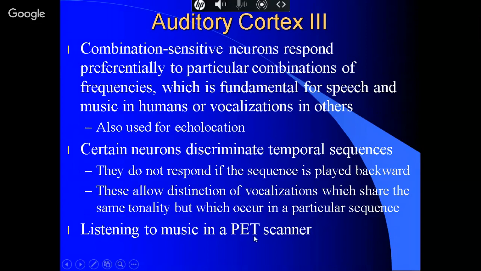This is listening to music in the PET scanner. The question is always, do you hear on the right side or the left side? So put a person in a PET scanner, play a pure tone, okay, right side. Play a chord, right side. Play a Bach fugue, and it depends on the person. If they are musically naive, they hear it on the right side. If they're a musician, they hear it on the left side.